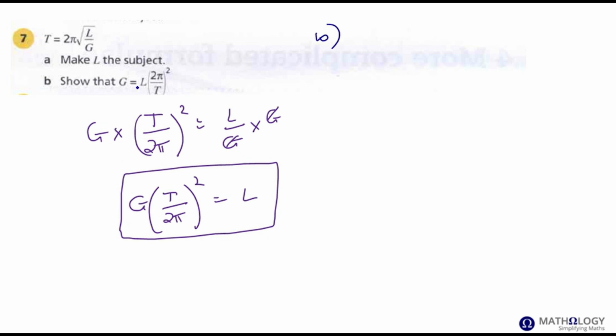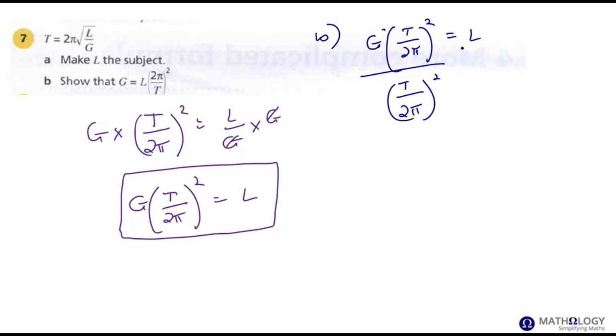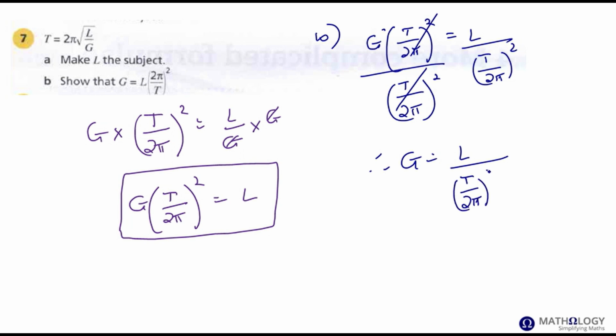Next, we're required to show that g equals L times 2 pi over T all squared. So we want to make g the subject of the formula. At this point, we have g times T over 2 pi all squared equals L. If you want to make g the subject, g is simply multiplied by this bracket squared. So we're just going to divide both sides by that bracket squared. So we now have g equals L divided by T over 2 pi all squared.